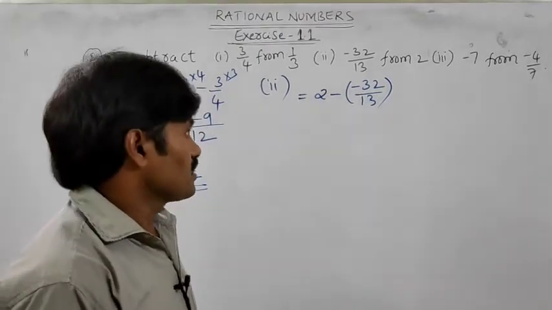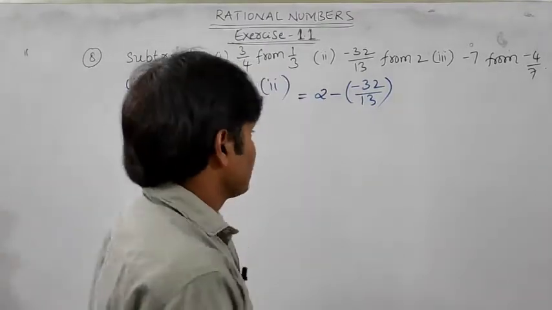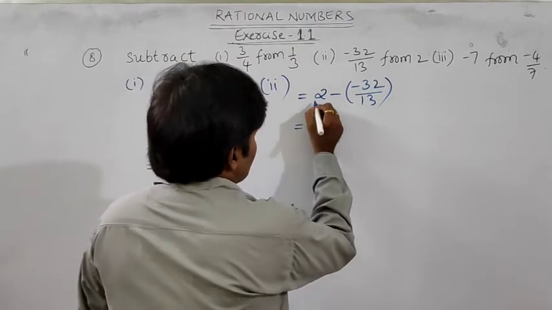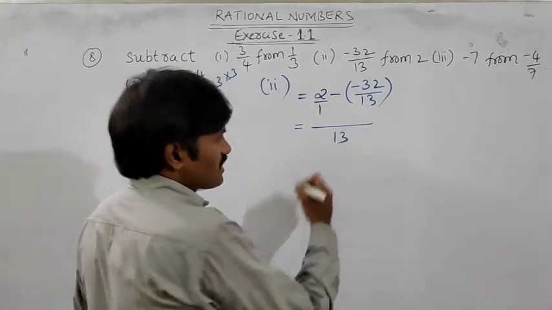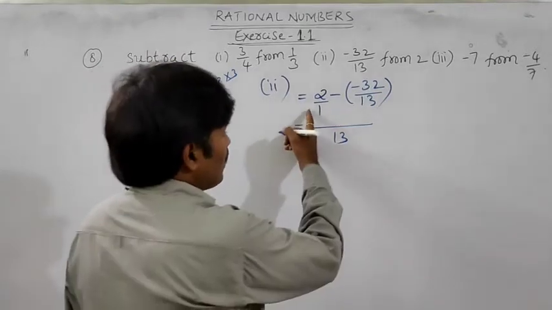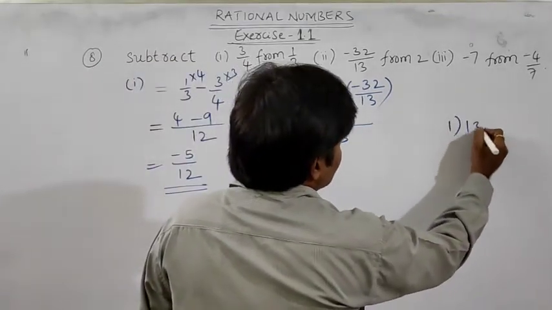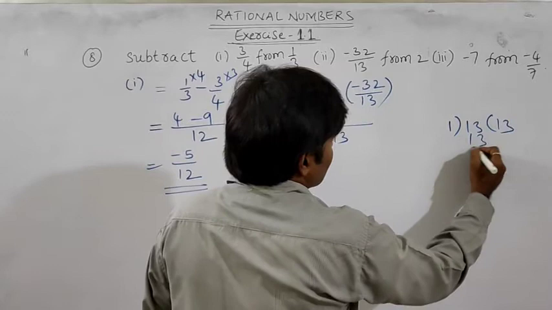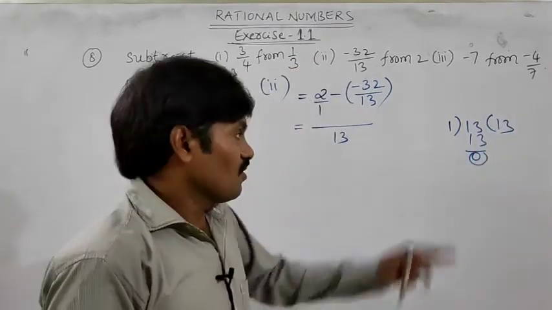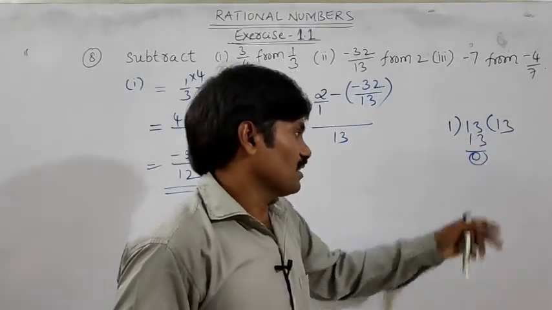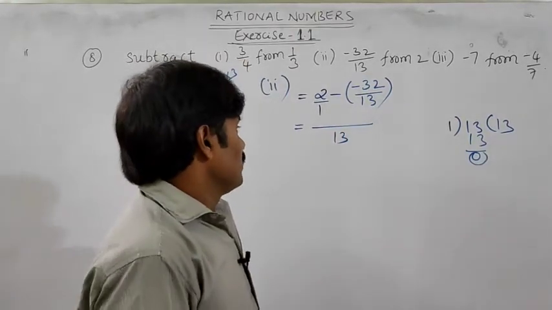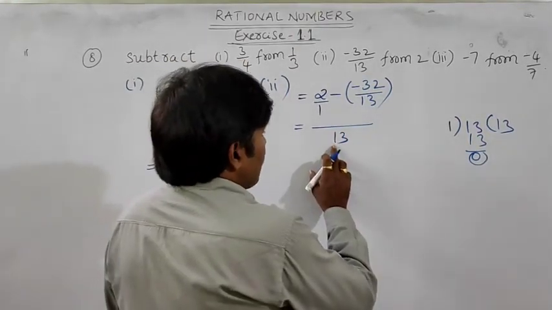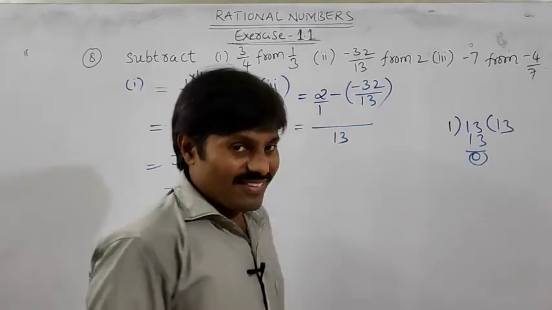2 minus of minus 32 by 13. Then here take by 1, and the LCM of 1 comma 13 is 13 itself. So 1 divides 13 thirteen times. See, 1 divides 13 thirteen times. 1 13 is 13. The denominator is, sorry, the difference is 0. Clear?